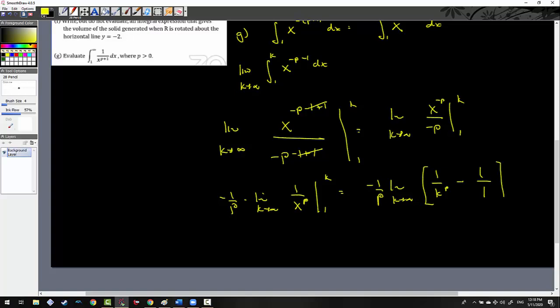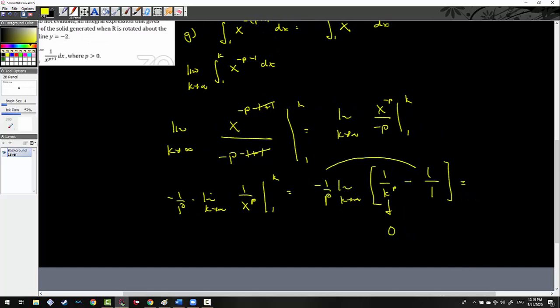And now I feel like I'm in a safe position to let this limit happen. As k goes to infinity, this dude goes to 0. The negative 1 over p will multiply in, giving me ultimately negative 1 over p times negative 1, which is 1 over p. And I believe that is going to wrap it up for this question.